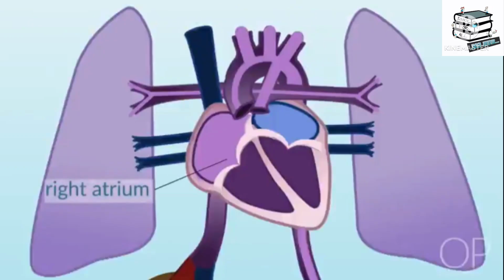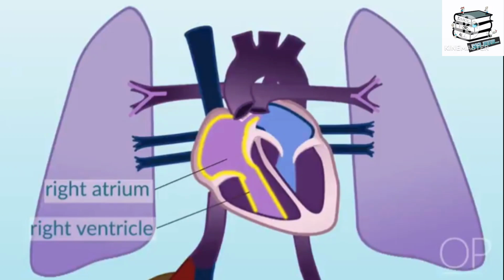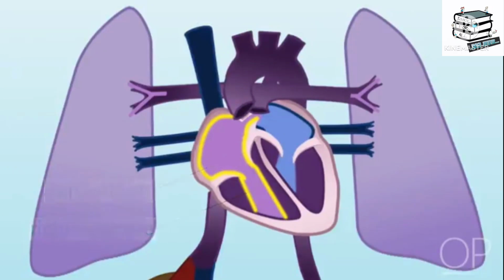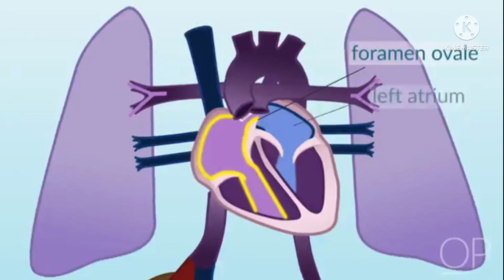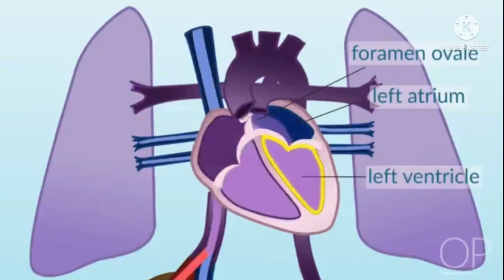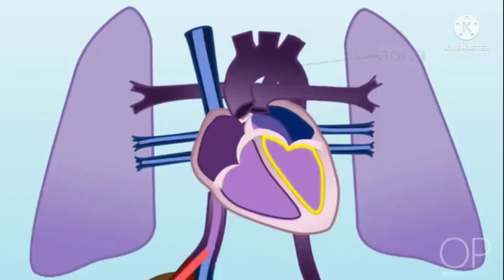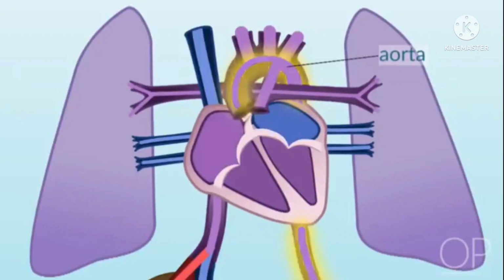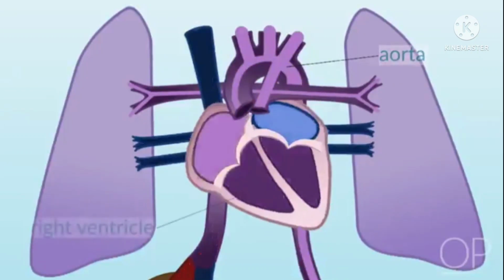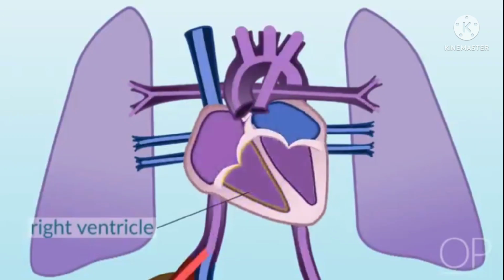Once in the right atrium, some of the blood flows to the right ventricle and some of the blood flows through the foramen ovale to the left atrium and into the left ventricle, where it is then pumped out into the aorta to the body. Blood that flows into the right ventricle is then pumped into the pulmonary artery.